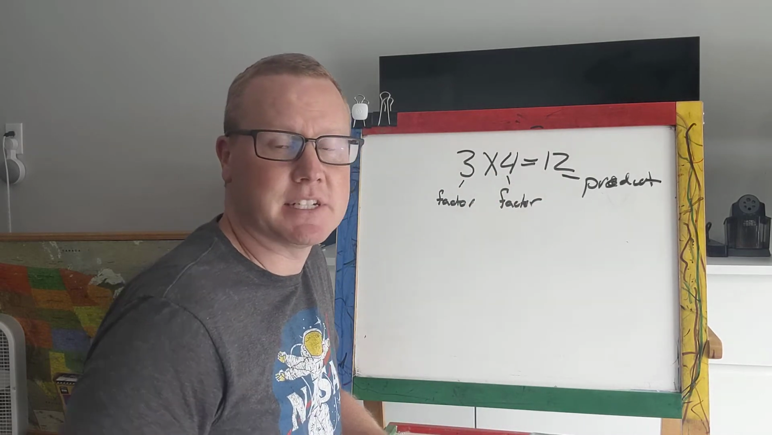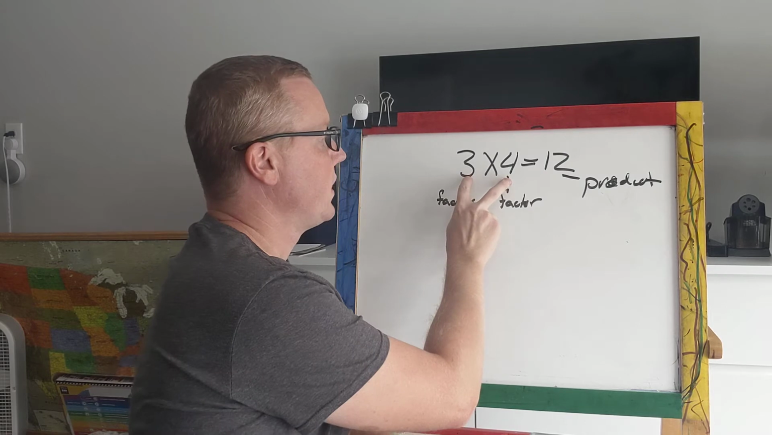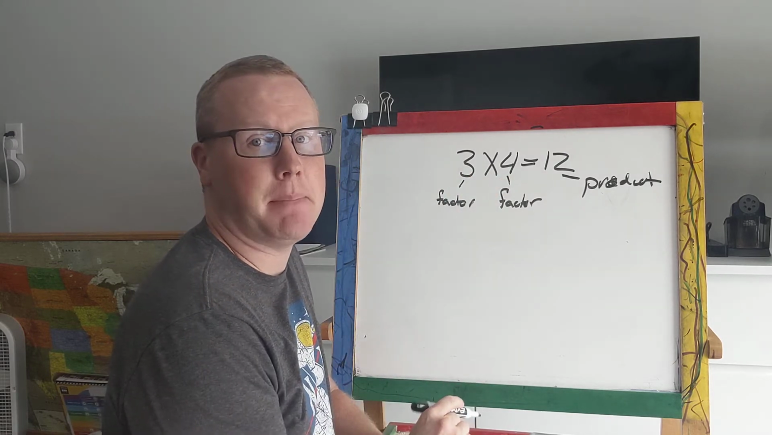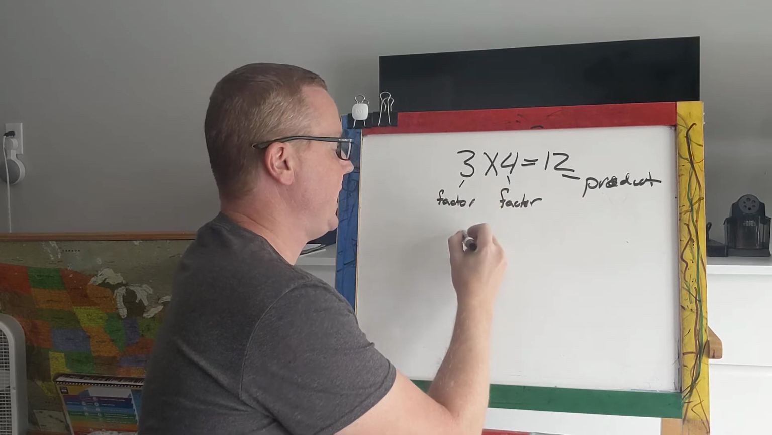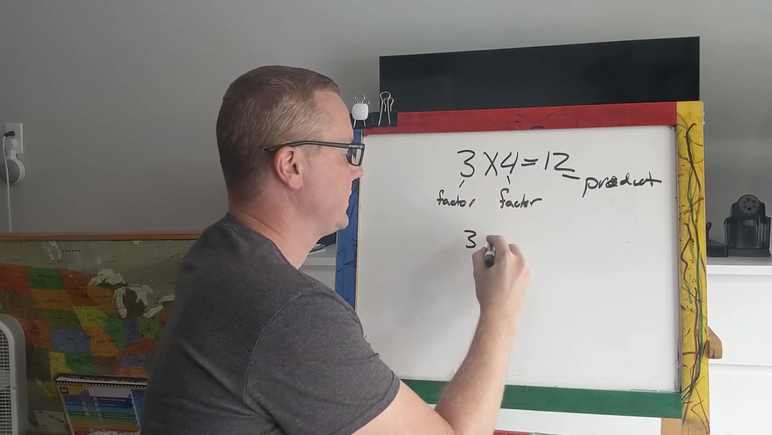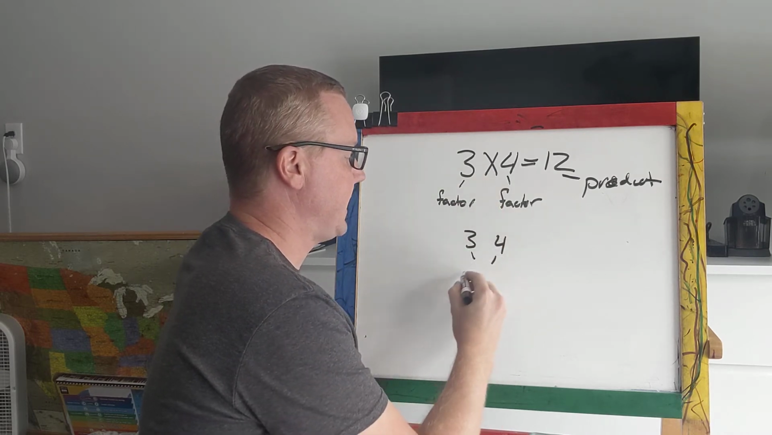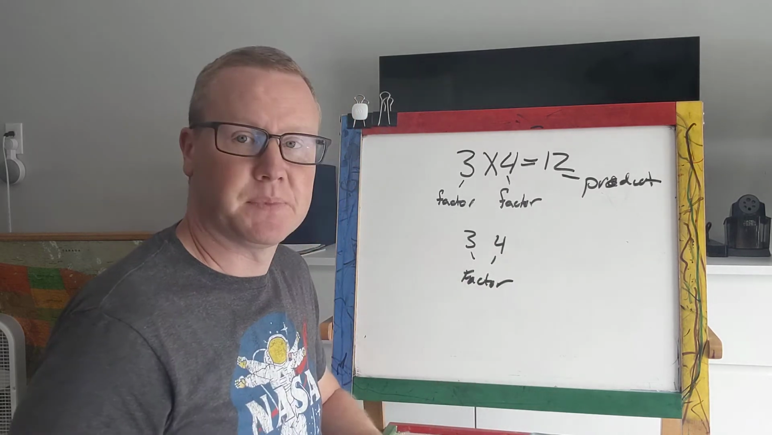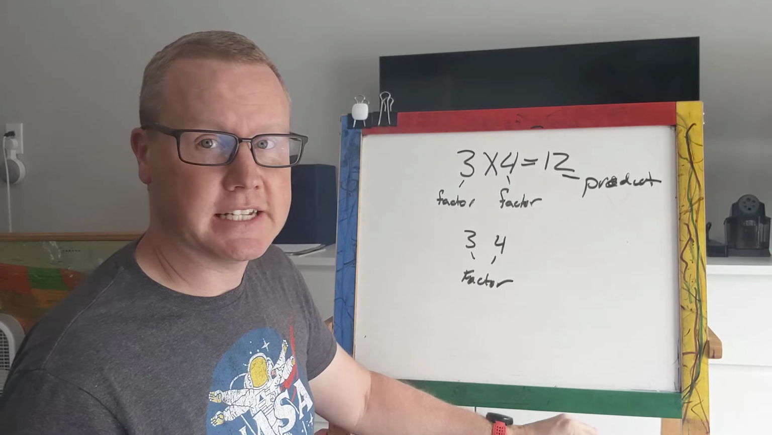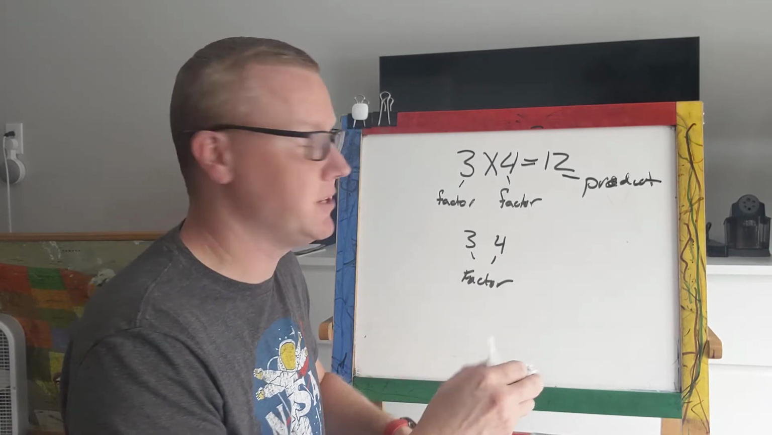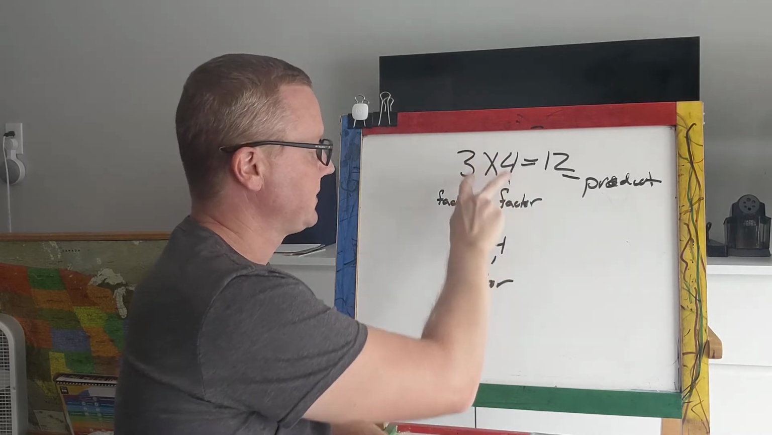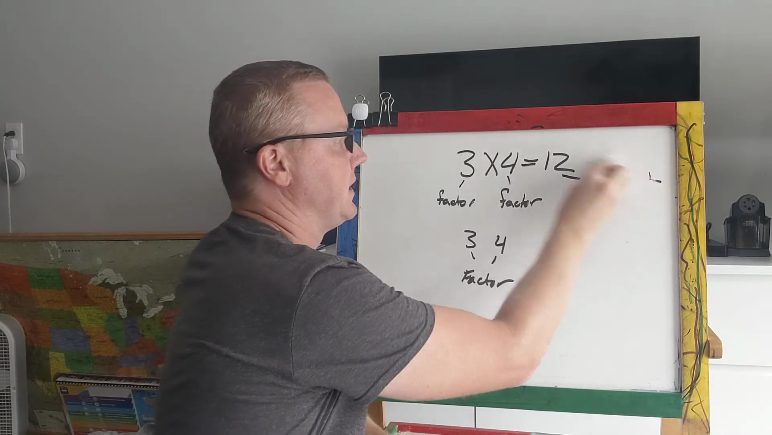And a lot of times, to make things simple, when you have these two together, we like to call them a factor pair. So if you have two together, this is a factor pair. So I'm going to erase this. If you need to come back to it and watch it again, you can. But factor, product, the two of them together is a factor pair.